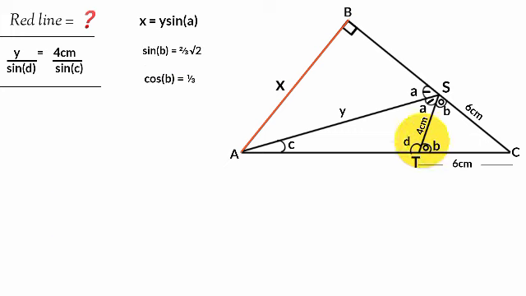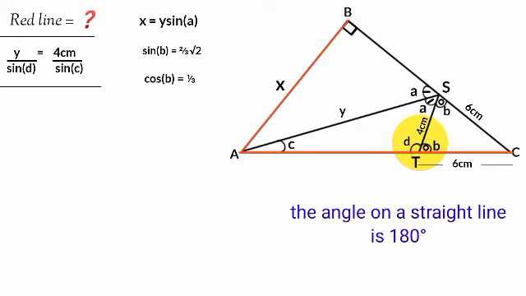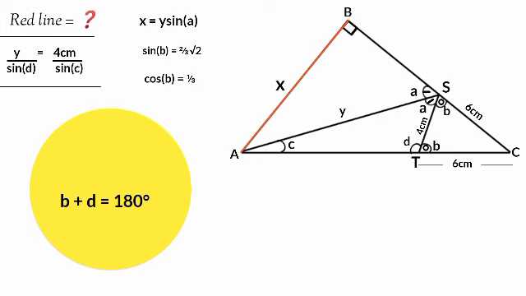Now come here, look at this angle B and this angle D. They both are lying on the same straight line. The angle on the straight line is 180 degrees. So B plus D equals 180 degrees. If we take B to the right hand side of the equation, D equals 180 degrees minus B.